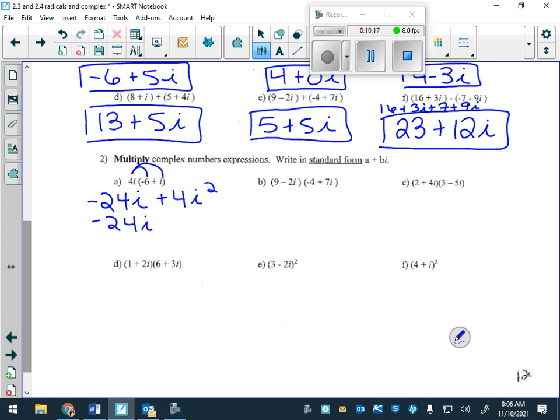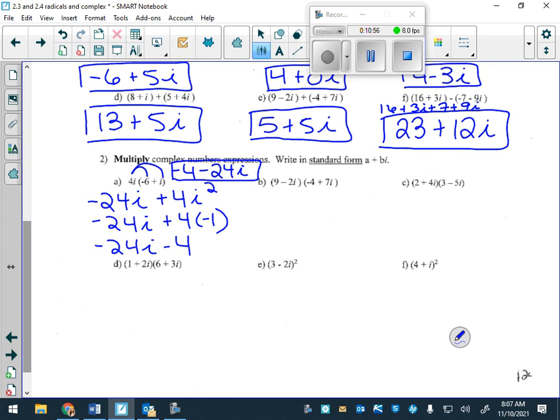So I have negative 24i. It's 4 times negative 1. Okay, so right now I have negative 24i minus 4. However, is that in standard form? No, so we have to just switch it. And all you're doing is moving things around. You're not changing any of the signs. Okay, so negative 24i minus 4 is just going to become negative 4 minus 24i because you have to write it in standard form. Okay, all we're doing is rearranging.